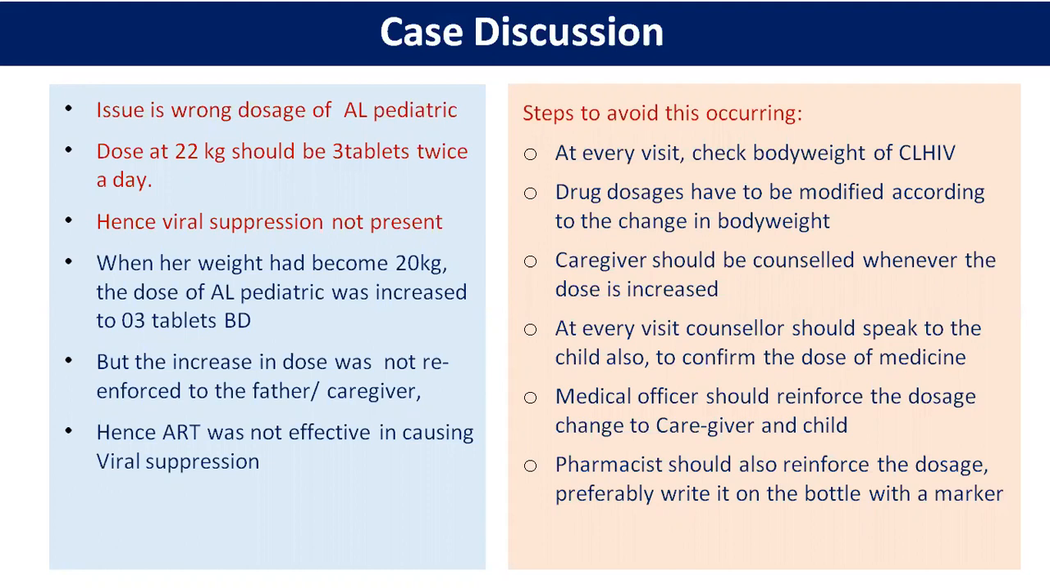Because at the very beginning, they were very receptive. At that time, they had just come to know their kids are positive. So they are very much in tension, and whatever you advise, they will listen very carefully and follow. After that, they become immune. So it is very important to counsel the caregivers repeatedly. At every visit, counsel should speak to the child also. Medical affairs should reinforce the doses, and pharmacists should also reinforce the doses. So if it is re-emphasized at multiple stations, that will be good.